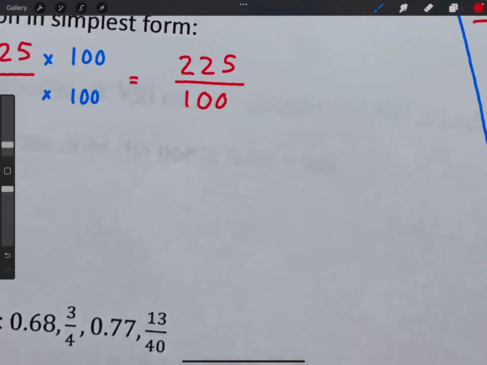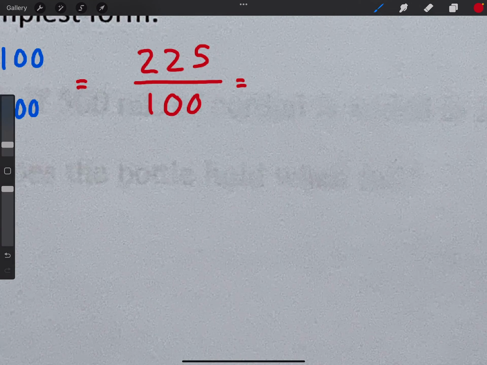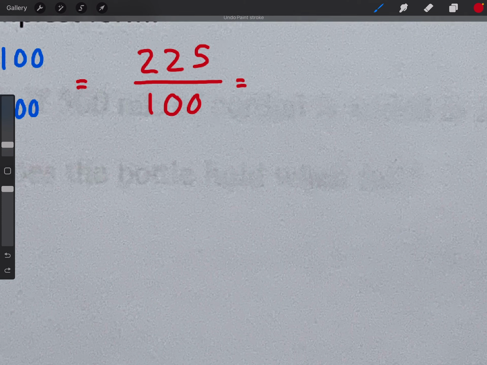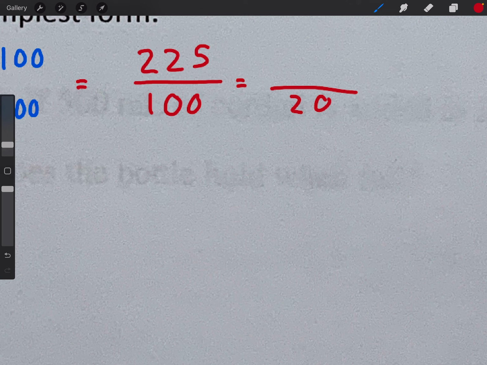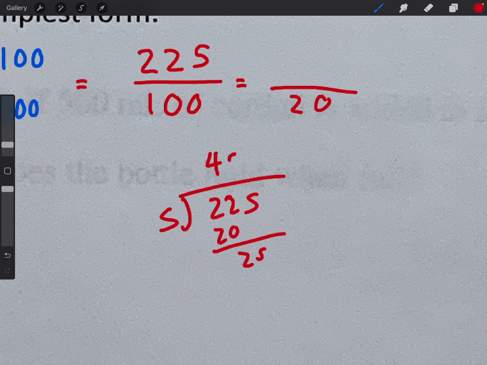Now we simplify this. We can divide the top and bottom by 5. They're both divisible by 5, obviously, because they end in 0 or 5. 100 divided by 5 is 20. 225 divided by 5. 20 divided by 5 is 4, 4 times 5 is 20, and then 25 divided by 5 is 5. So 45.